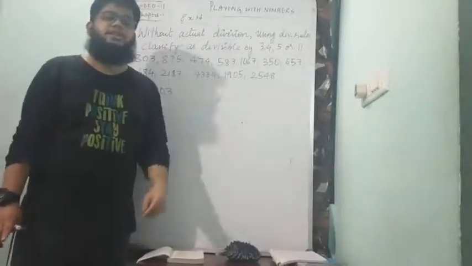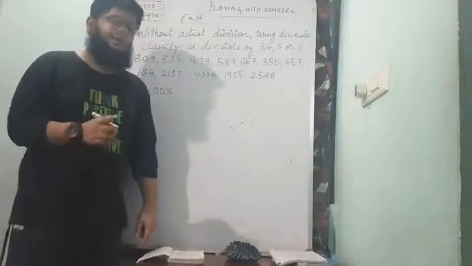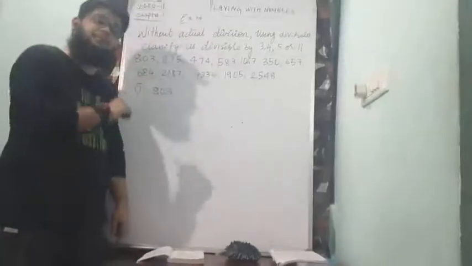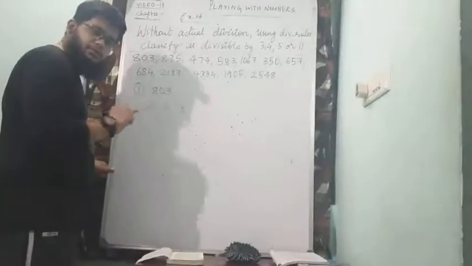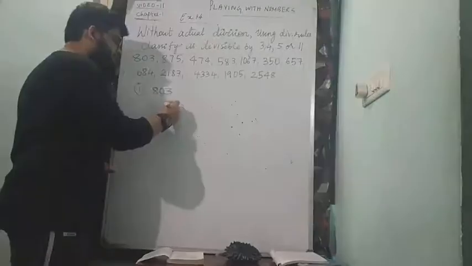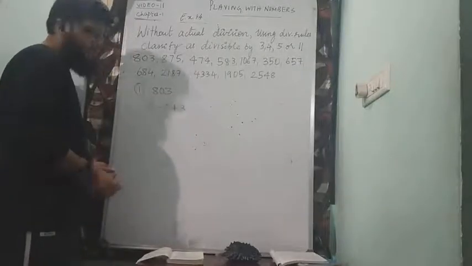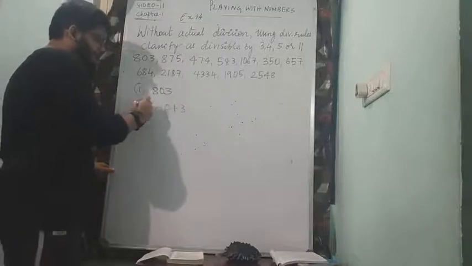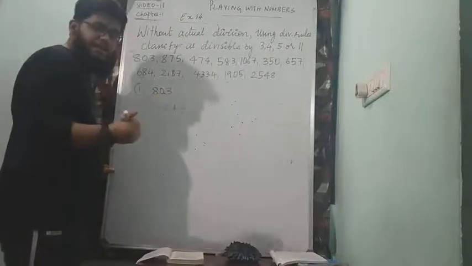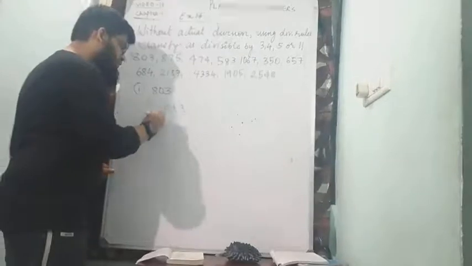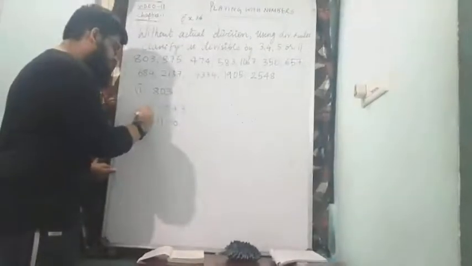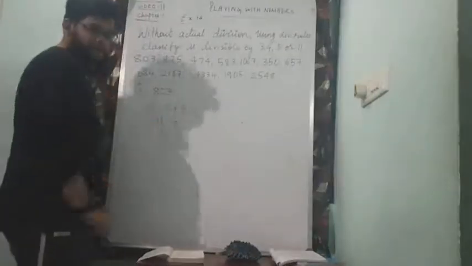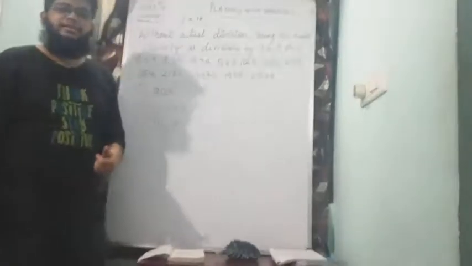What is the only option remaining now? 11. So that means this number is divisible by 11, but we have to prove it. How? So 8, then 0 and then 3. How do we use the signs? We use plus, then minus, then plus. Correct? So I'll add 8 and 3 first. 8 plus 3: 9, 10, 11. Minus 0 is remaining. I'll write minus 0 now. And 11 minus 0 is 11 only. That means 11 comes in the table of 11.